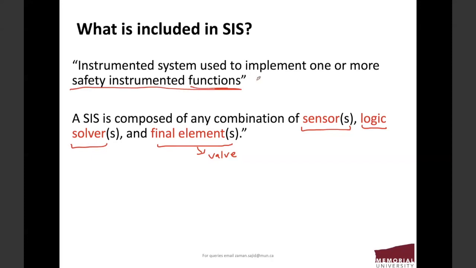This is abbreviated as SIF. One thing I want to make sure you don't get confused about is SIS and SIF. So I made a couple more slides so that I can explain the difference, and I will try to help you understand the difference between SIF and SIS. A safety instrumented system is used to implement one or more safety instrumented functions. So SIS are being used to implement SIF.